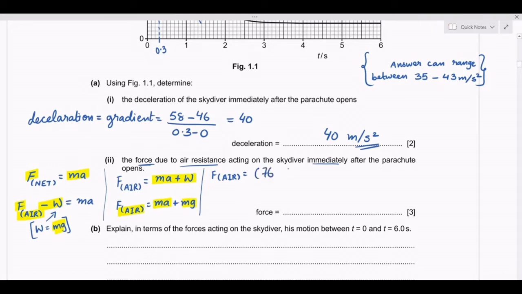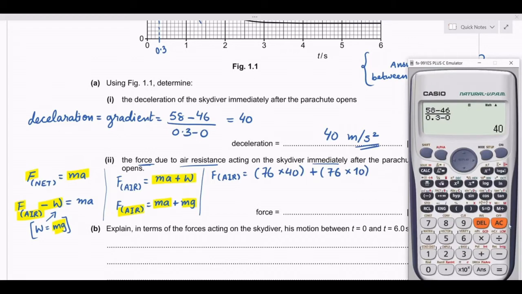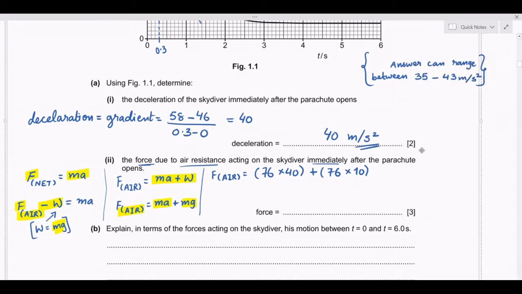So the mass of the skydiver is 76, and the acceleration that we calculated from our part 1 is 40, the deceleration, 40, plus the acceleration due to gravity, 10. Let's input these values: 76 into 40 plus 76 into 10. This will give us 3,800. So the force is 3,800 Newton.